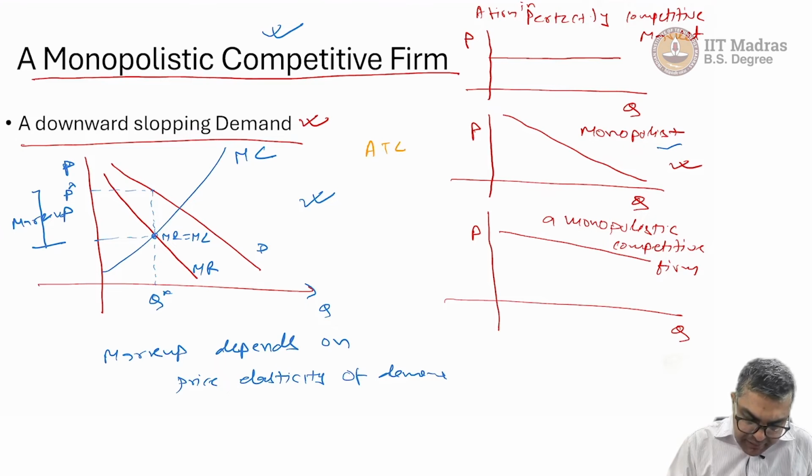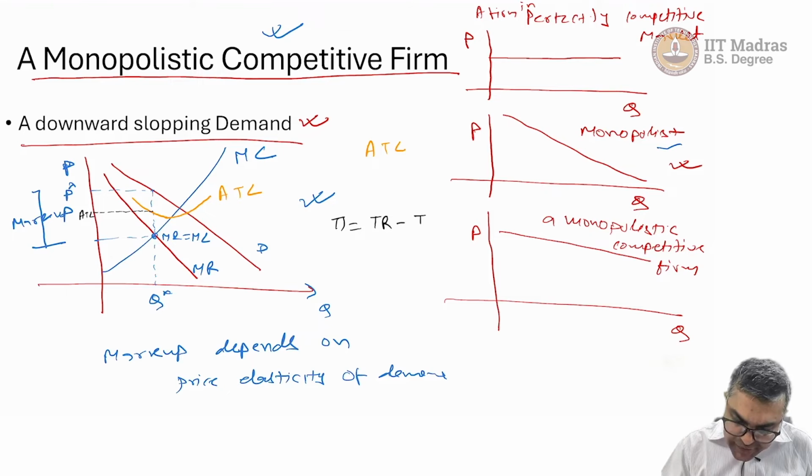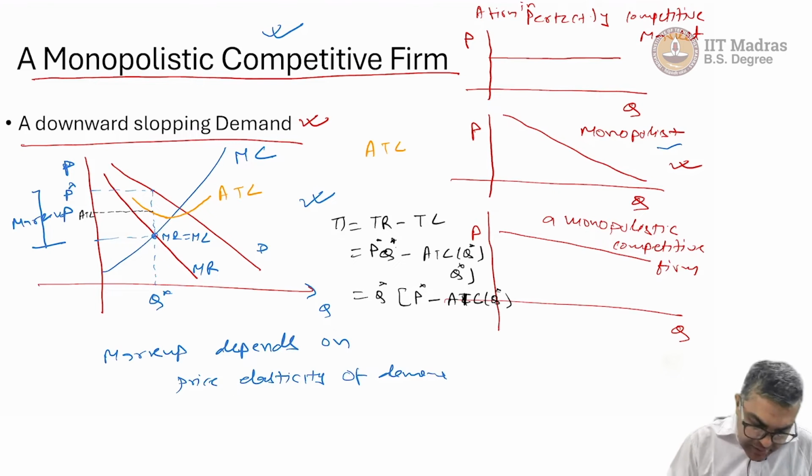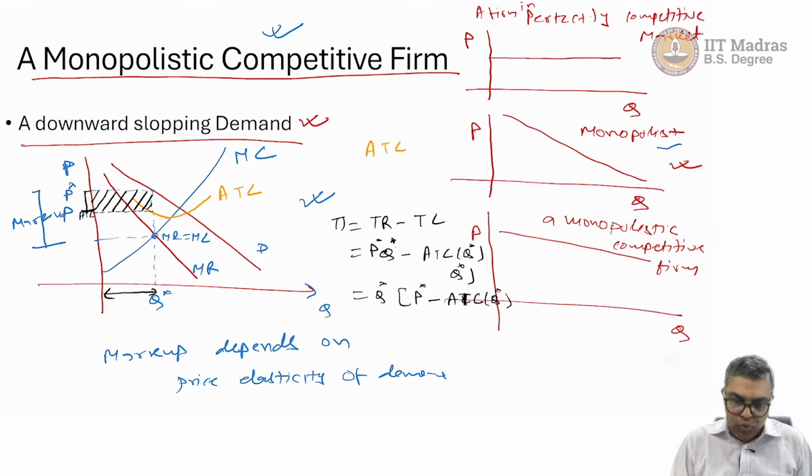How would it look? The average total cost curve could look like, I'm just saying for example, this. So what does it mean? We can say that the profit to this firm is going to be total revenue minus total cost: P star multiplied by Q star minus ATC, average total cost at Q star, multiplied by Q star. So Q star can be taken as common, and this is P star minus ATC at Q star, which is this length, and this length is Q star. So this is the profit obtained by a monopolistic competitive firm.